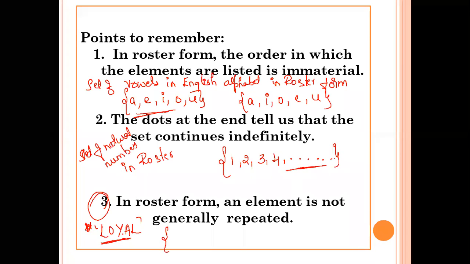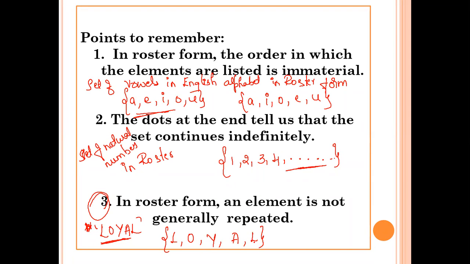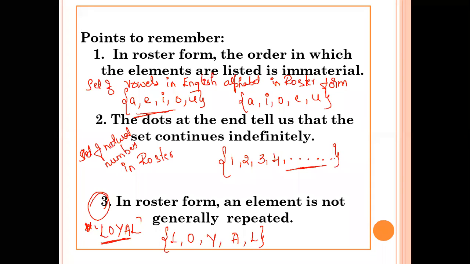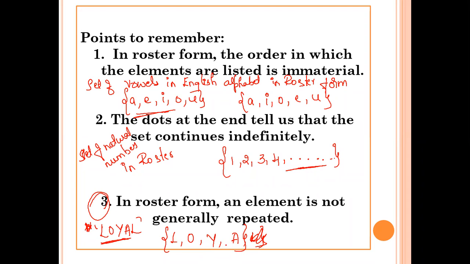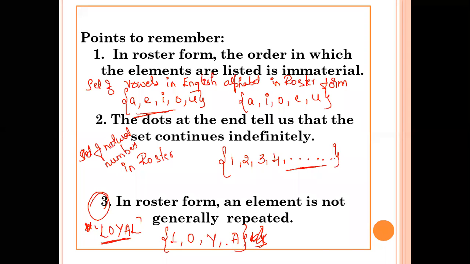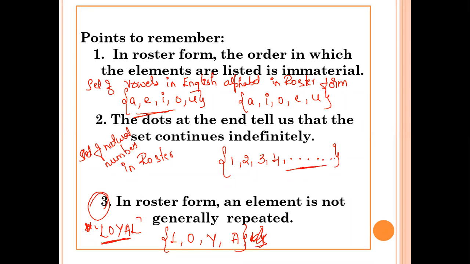So what you'll do, you'll write the letters. L you have, O you have, Y you have, A you have, but you cannot write L again. Repetition is not allowed. So you have to stop at L, O, Y, A. Did you understand? The third point is that repetition of the elements is not allowed in roster form. That means you cannot repeat the elements.